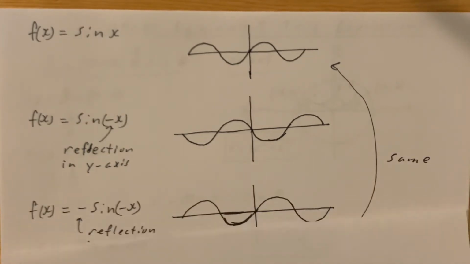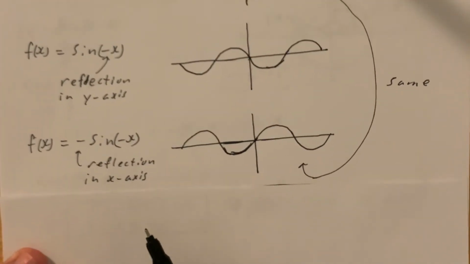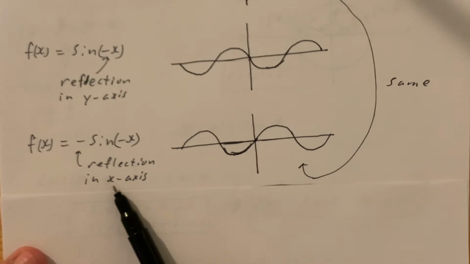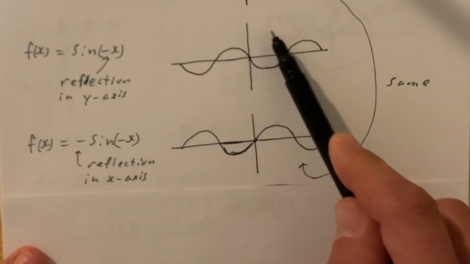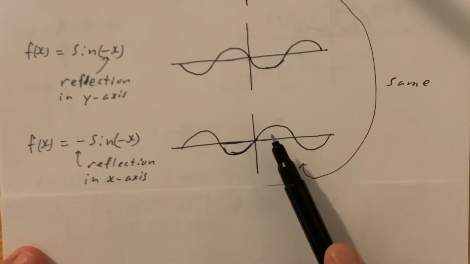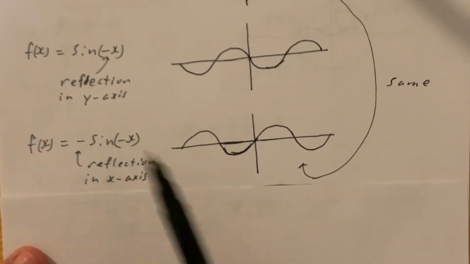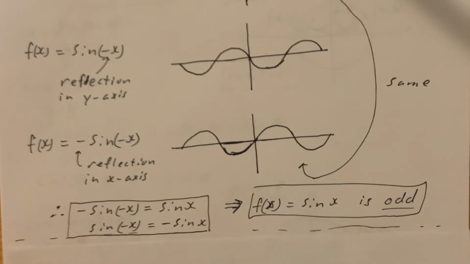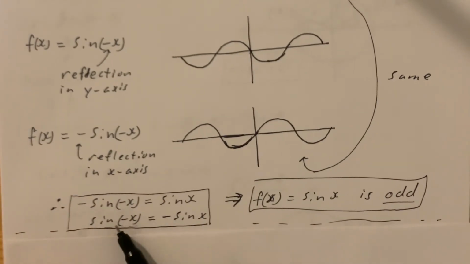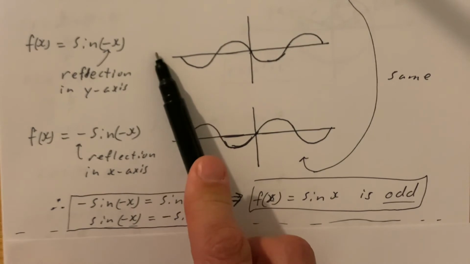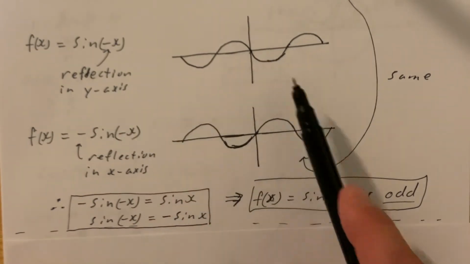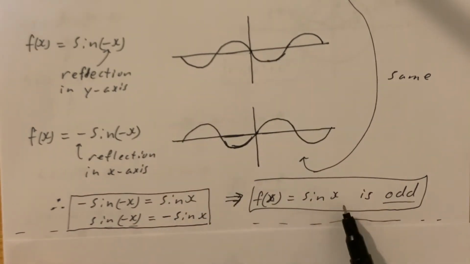Or we could do another reflection in the x-axis, so we'll reflect it this way, and we end up back with what we started with. So we can say that negative sine of negative x equals sine of x, or we can say sine of negative x, which is what we had here, equals the negative of sine of x, and that implies that we have an odd function. So sine of x is, in fact, an odd function.